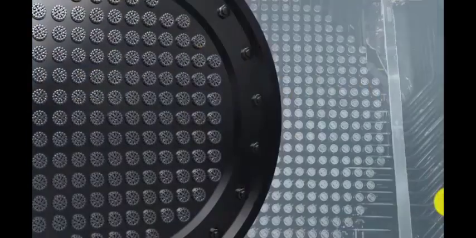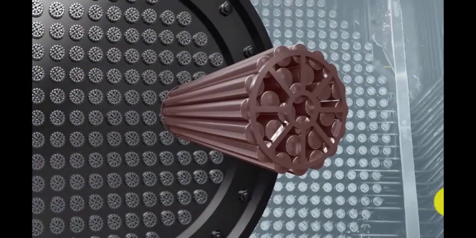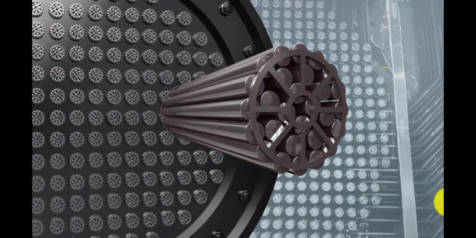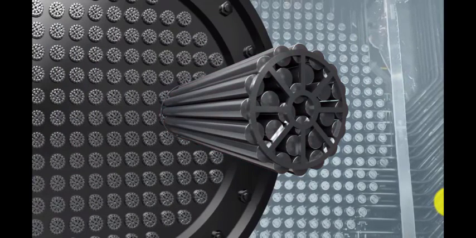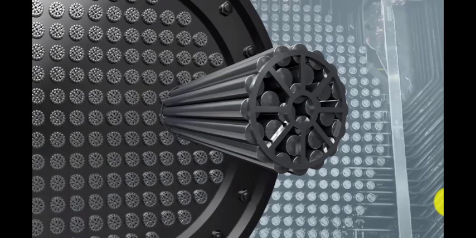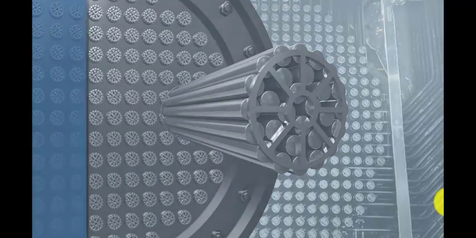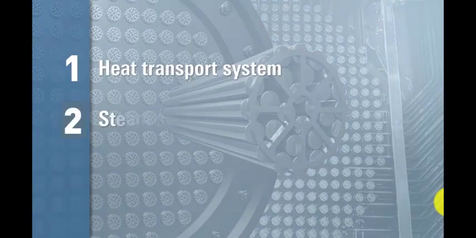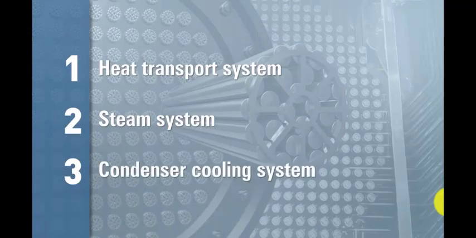Let's understand how we draw the decay heat from the fuel. Cooling the fuel. Because of decay heat, nuclear fuel requires continuous cooling whether or not the reactor is operating. Fuel cooling involves three main systems: the heat transport system, the steam system, and the condenser cooling system. Let's take a closer look at each of these.